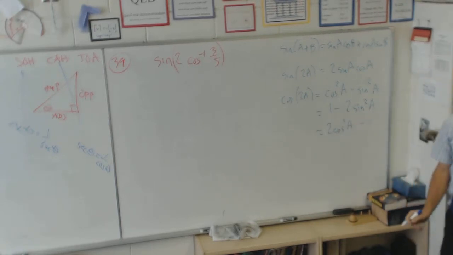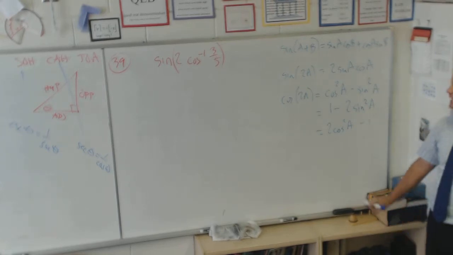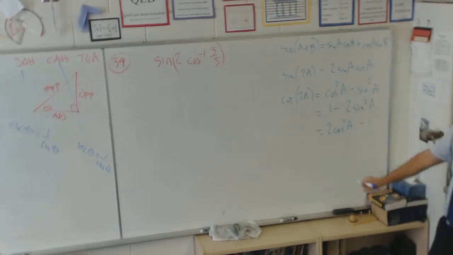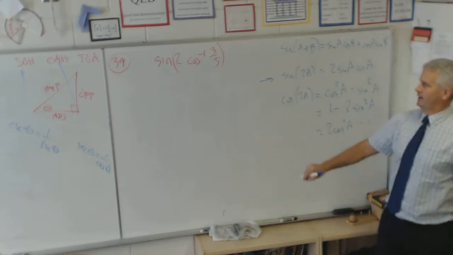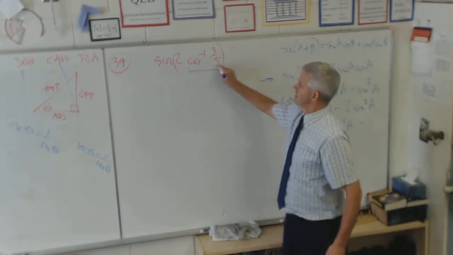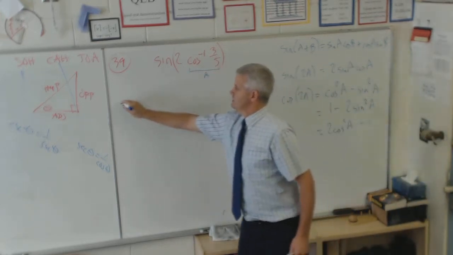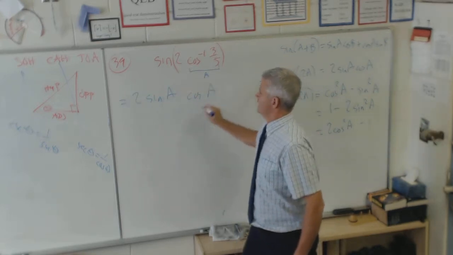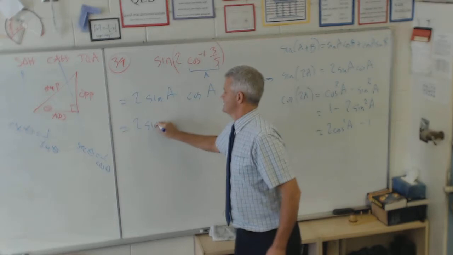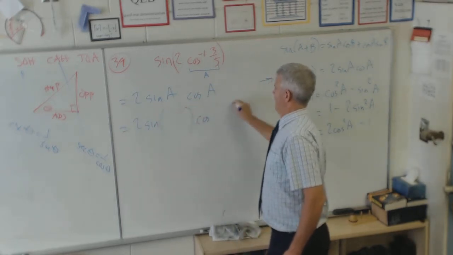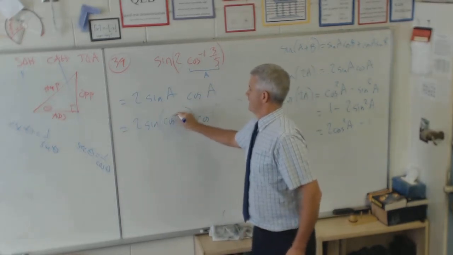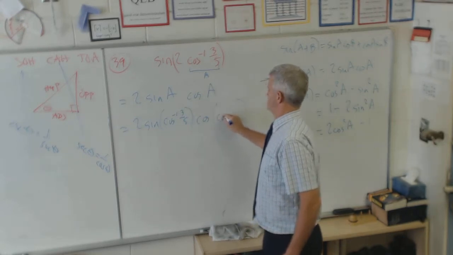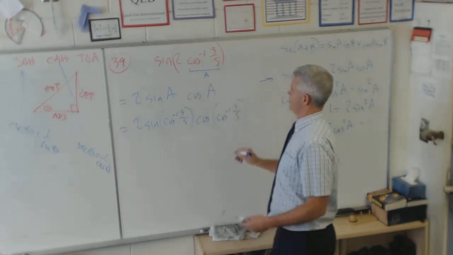I'm obviously reviewing that super fast. Those are on your stimulus reaction sheets. You need them to do this problem. You actually need this one. We're going to call this A. So this can be thought of as 2 sine A cosine A, which in this case, A was the angle whose cosine is 3/5.